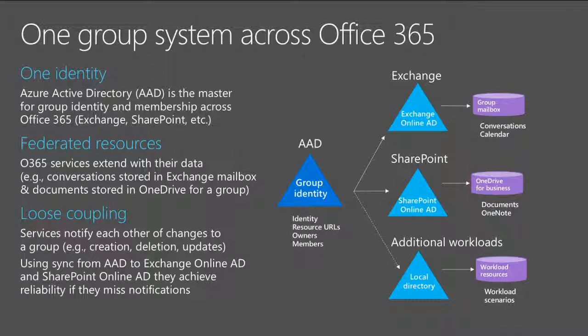So remember, three ideas. One: identity, visible across Office 365. One single source of truth for the group. Number two, federated resources. Each service can maintain its own data, which is an extension of the group's data set. And number three, loose coupling. Even though these services are very resilient and very segmented, the end user experience is very consistent, very uniform, and seems like one end-to-end integrated experience across Office 365.